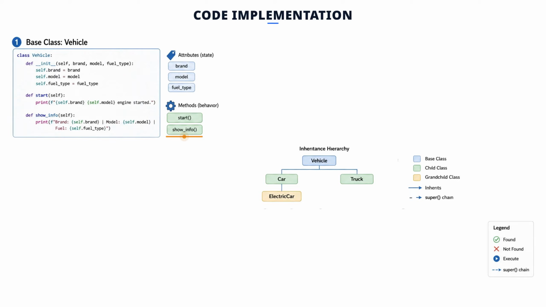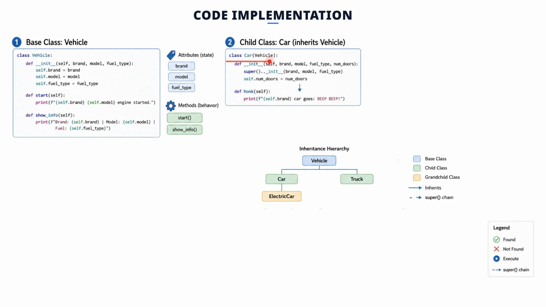Now watch what happens when we want to create a more specific type of vehicle. Let's look at the car child class. We tell Python it is a child by putting vehicle right here in parentheses. This means the car gets all the features of vehicle automatically.